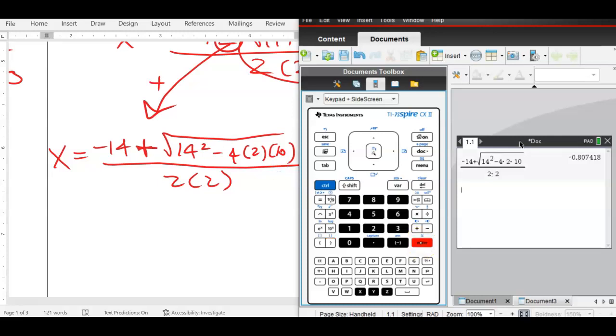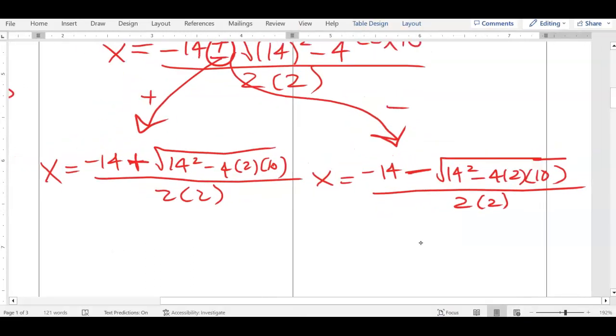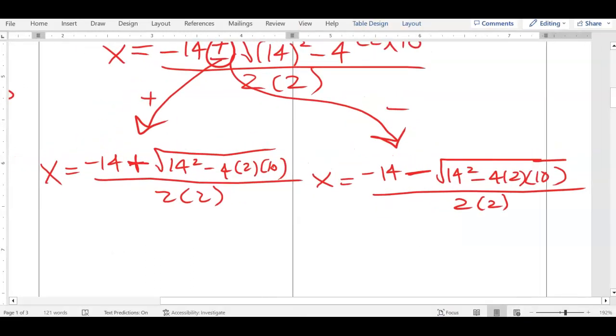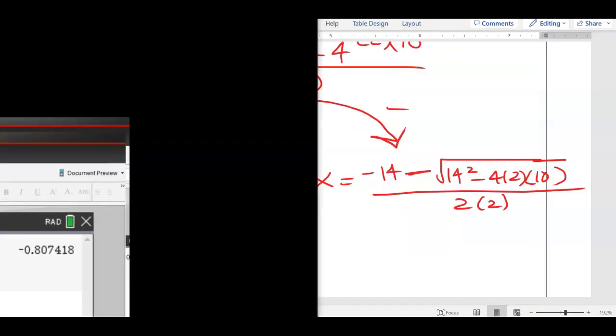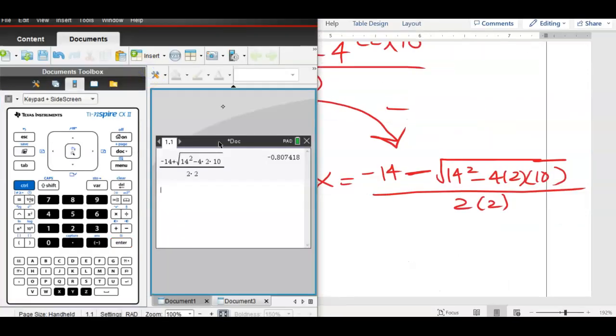So you should get negative 0.81 rounded. But it looks like that. Cool? Now, that's only one of the answers. What about this one? The only difference is the minus sign, right? Plus, and this one's minus.